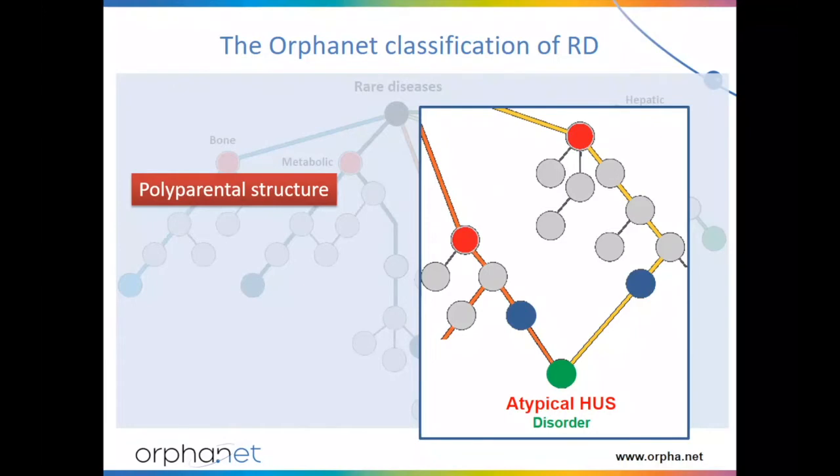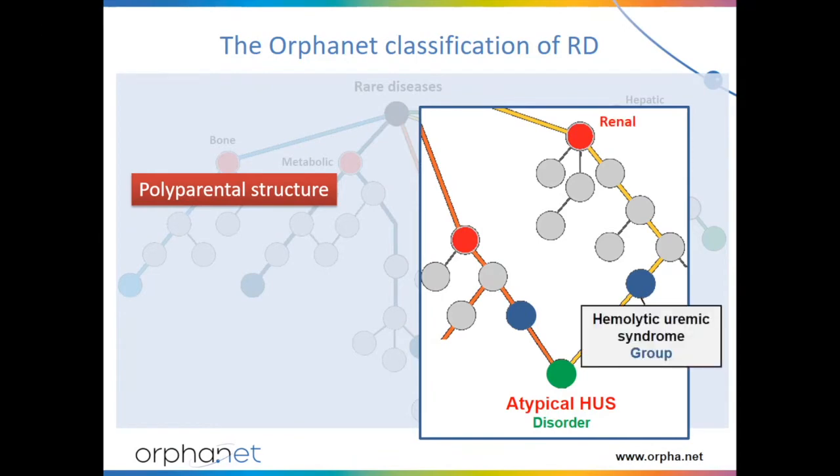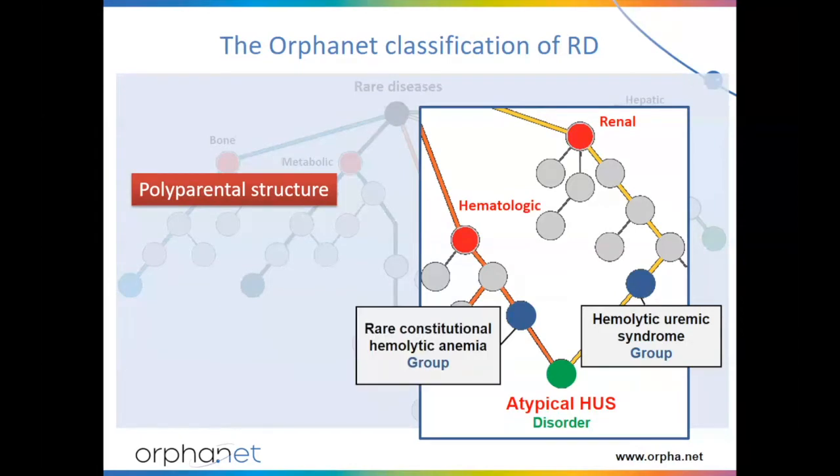For example, atypical HUS is a hematologic condition with a significant renal manifestation. Therefore, it is present in the renal diseases classification, in the HUS group as we saw earlier, but it is also included in the hematologic diseases in the group of rare constitutional hemolytic anemias. In this case, we say that the entity is multi-classified.